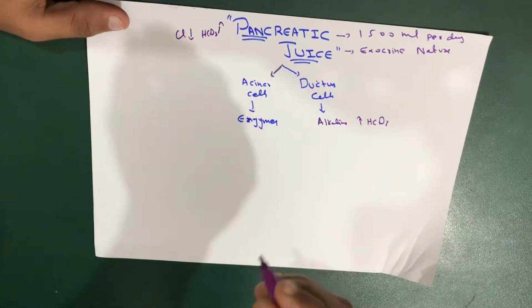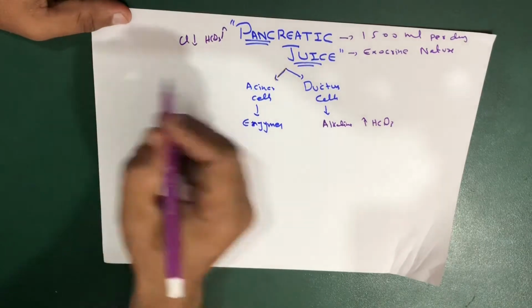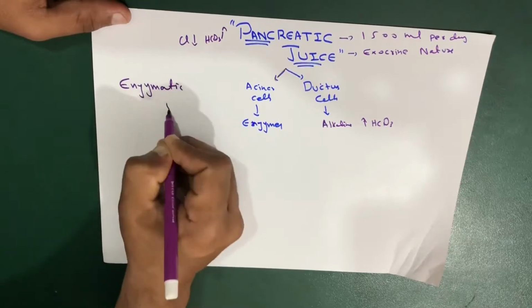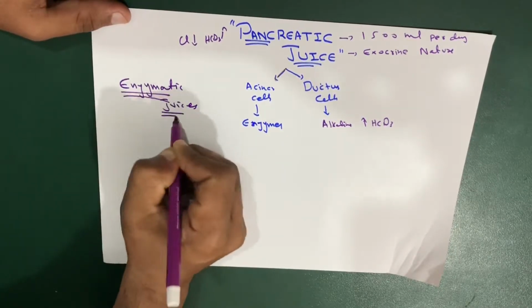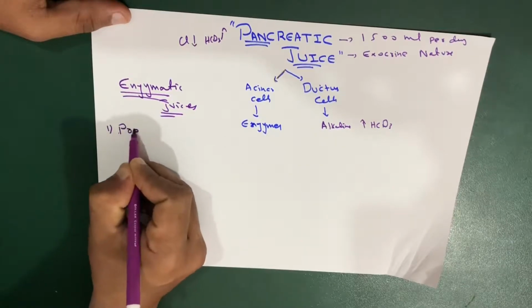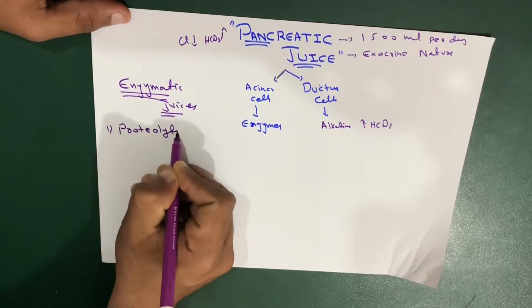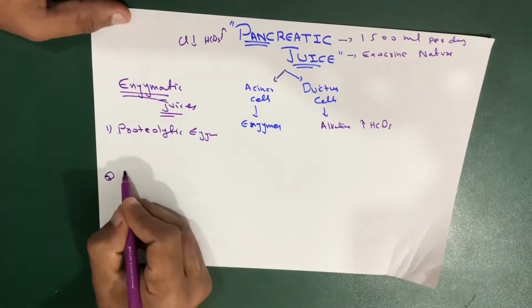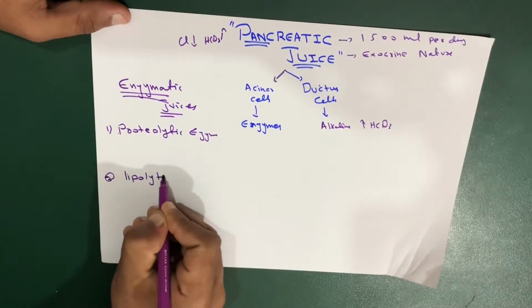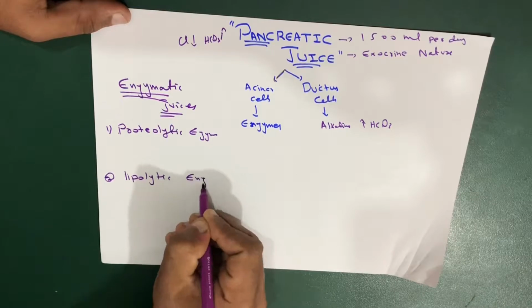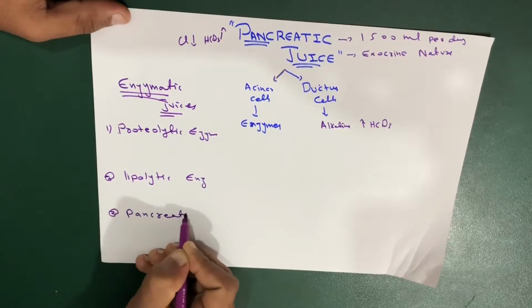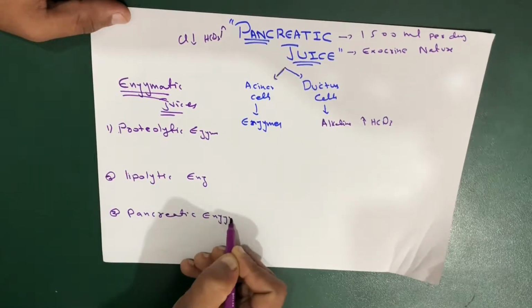For the enzymatic juices of the pancreas, number one, we have the proteolytic enzymes. Number two, we have the lipolytic enzymes. Number three, we have the pancreatic amylase. These are the three main types of enzymes which are part of the pancreatic juices.